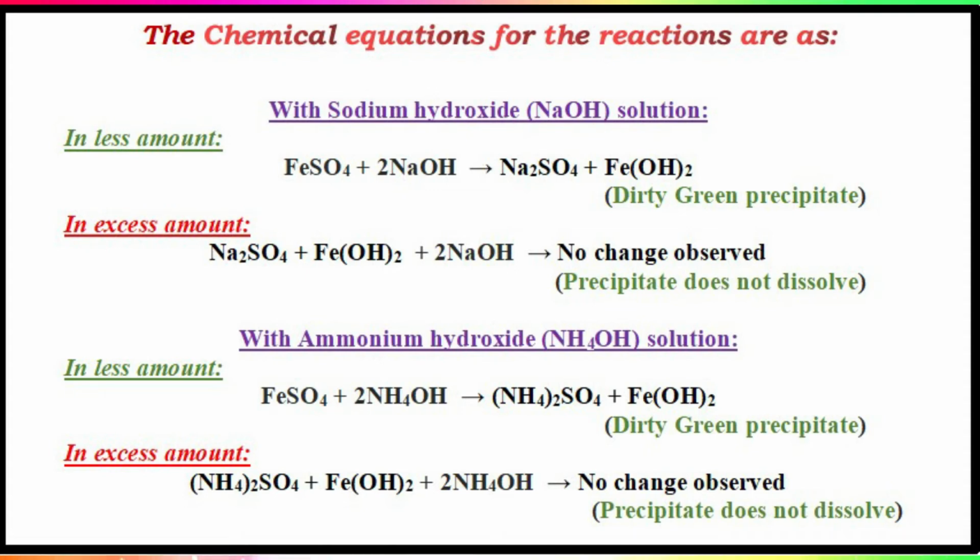The chemical equations for the reactions are as: with sodium hydroxide in less amount, FeSO4 plus 2NaOH gives Na2SO4 plus Fe(OH)2. In excess amount, there is no change observed. With ammonium hydroxide in less amount, FeSO4 plus 2NH4OH gives (NH4)2SO4 plus Fe(OH)2. In excess amount, again there is no change observed.